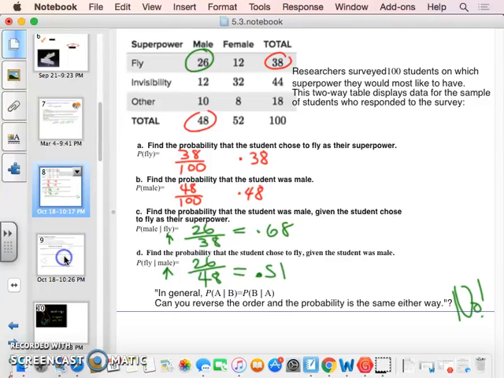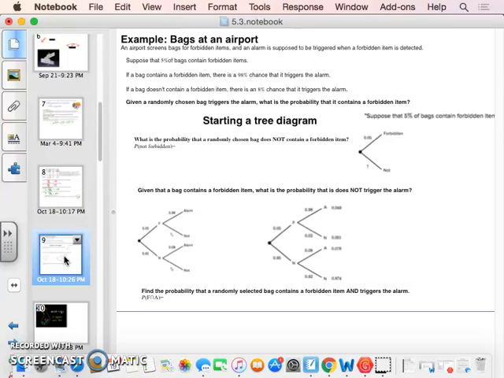A couple more examples, and I'll send you on your way. So here's how we can use a tree diagram. Actually, I'm going to put this as part 2.